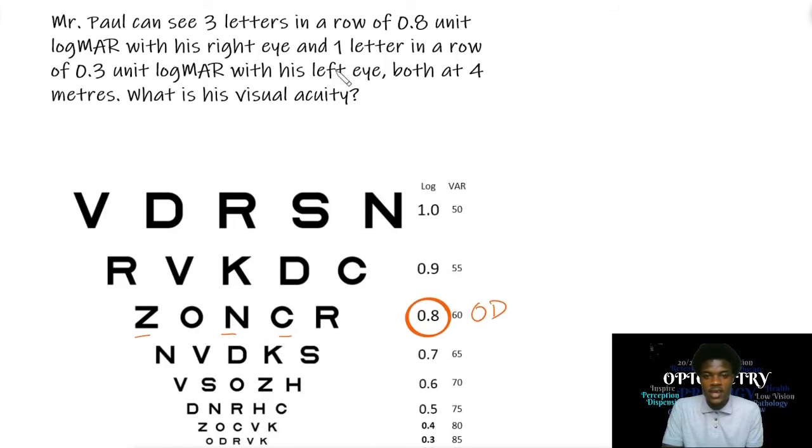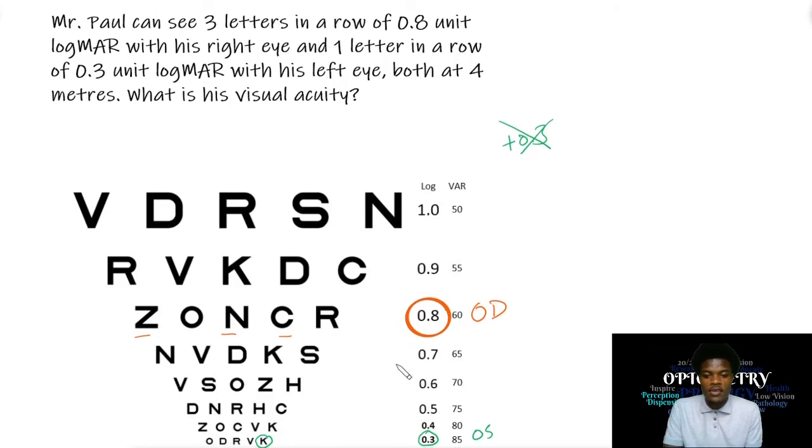And in his left eye, he can see 1 letter in 0.3 LogMAR. So 0.3 down here, he's able to see 1 letter. Let's say he reads the K in this case, and he misses 4 of the letters. So this is OS. The chart is at 4 meter, so we don't need to add 0.3. We don't need to do that because we're not bringing up the chart.